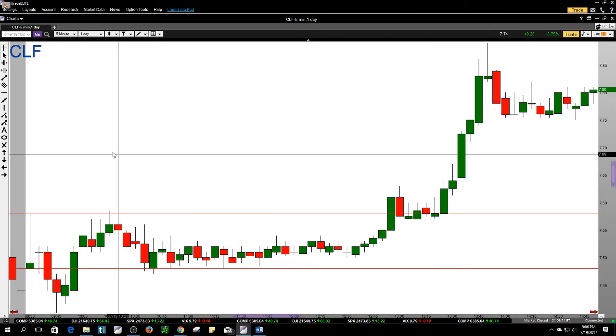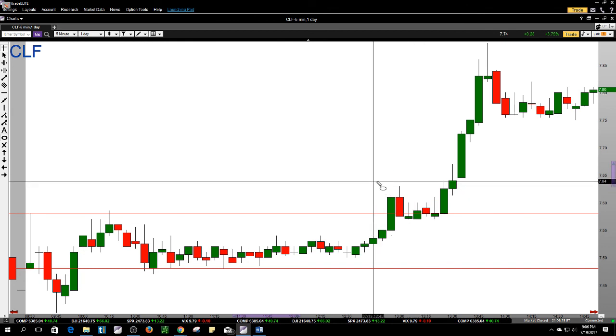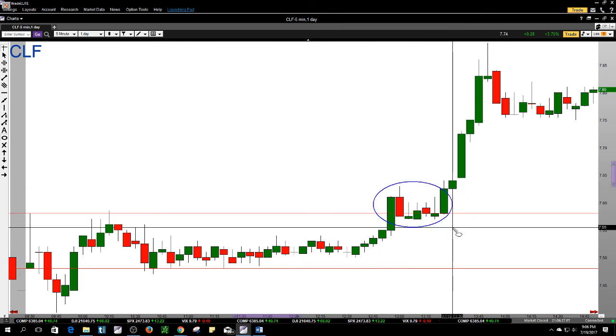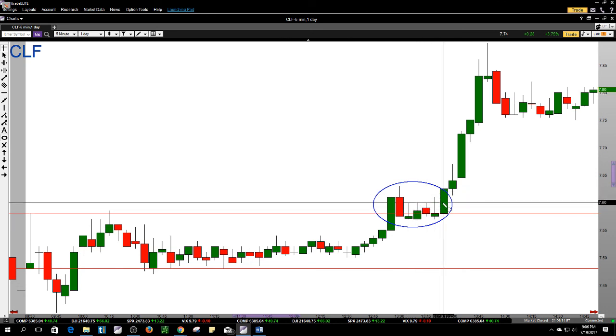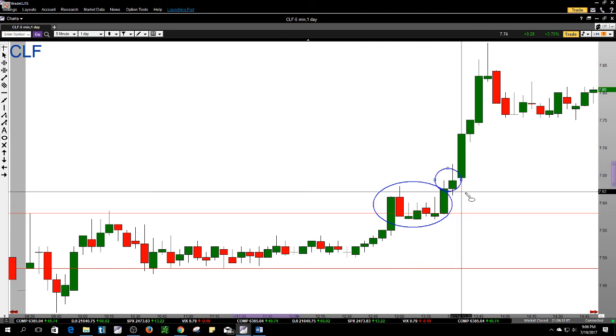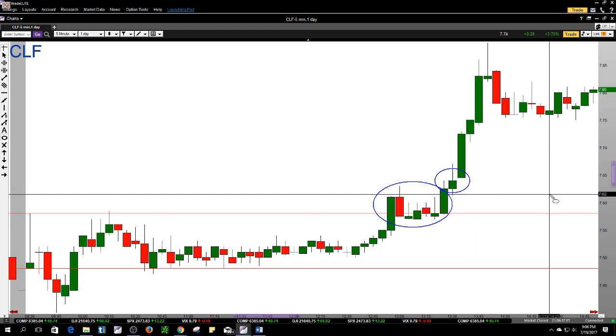But I tend to like a candle that is completely out of this chop zone. So this little zone here for me would be considered chop because it's not fully established as a bullish formation. But this candlestick here would give me the reason to take the trade on the long side.